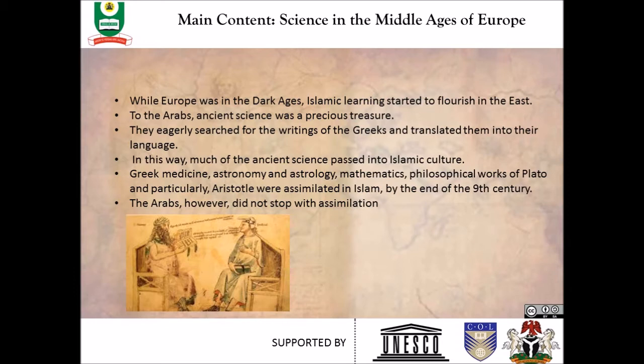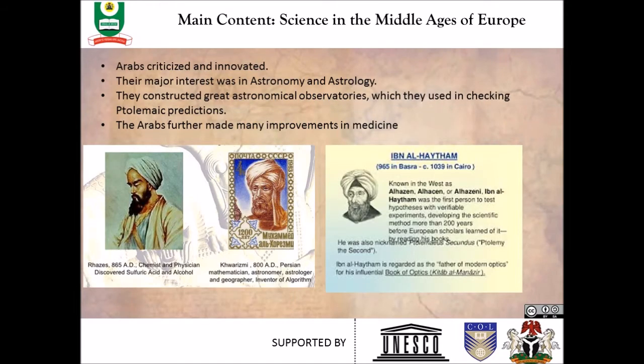As we already mentioned in the foregoing, the Arabs criticized and innovated. Their major interest was in astronomy and astrology. They constructed great astronomical observatories, which they used in checking Ptolemaic predictions. The Arabs further made many improvements in medicine. In their hands, the primitive chemistry of the Greeks, known as alchemy, developed into modern chemistry.